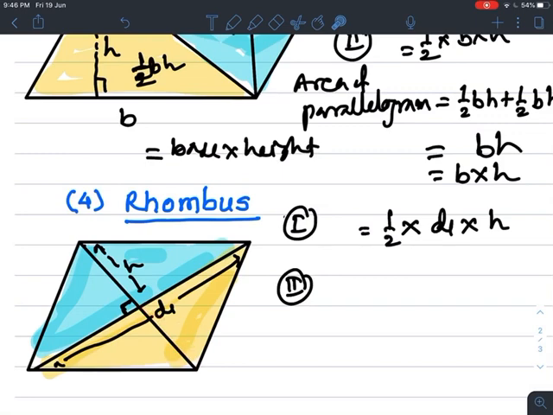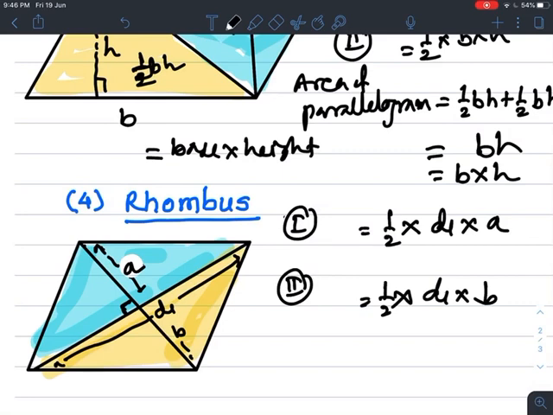Or we can change it. Suppose if you don't want h, we can take the height as a. I will write it as a. So it is suppose a. So for this yellow triangle, half into base is the same, but the height we don't know. Suppose this height is b. So half into d1 into b. So here I will make a change. Here I will take it as a.